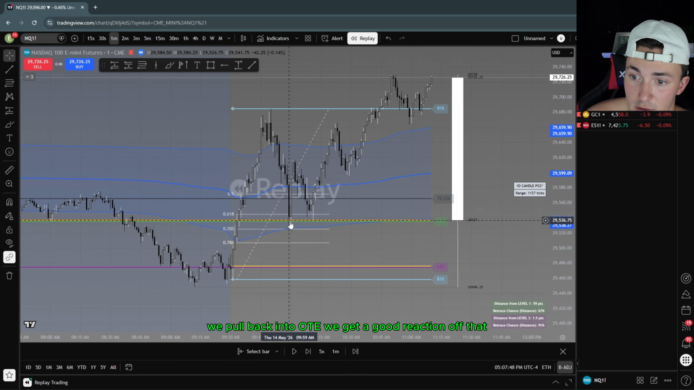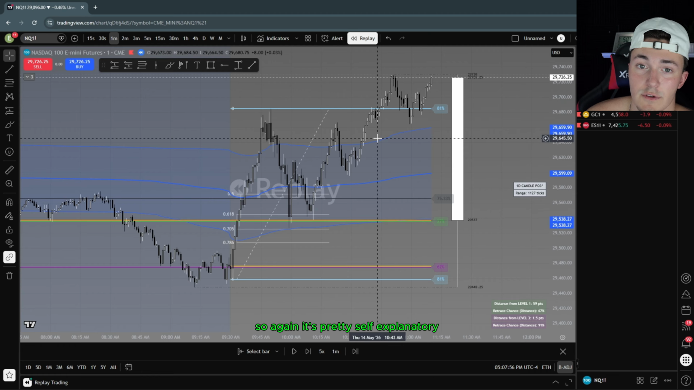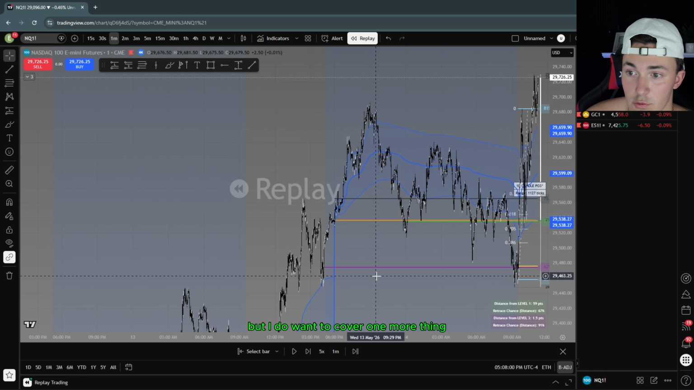We pull back into OTE. We get a good reaction off that. You could have entered again right here, and then boom, we go and take the highs. So again, it's pretty self-explanatory. There's not much else to cover on this, but I do want to cover one more thing.